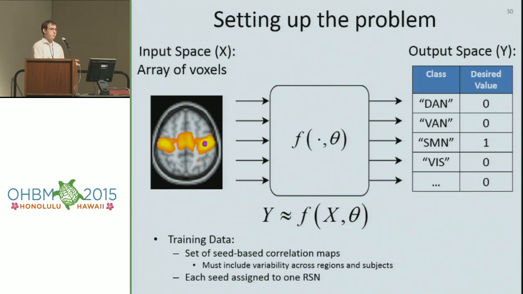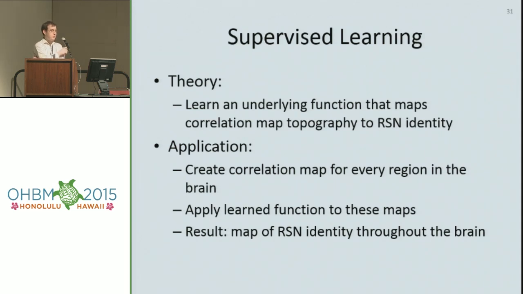But we will take that from a group-defined parcellation, and we can then produce a variety of seed-based correlation maps across different RSNs and across different subjects. So we'll have a set of seed-based correlation maps, each one assigned to an RSN based on our group-defined parcellation. If we learn an underlying function that maps correlation map topography to RSN identity, we can then go systematically throughout the entire brain, make a correlation map for every voxel, apply the learned function to these maps, and then get a map of RSN identity.